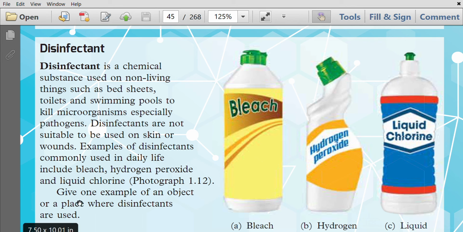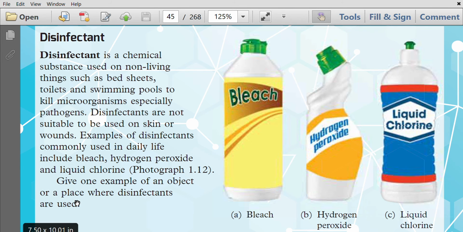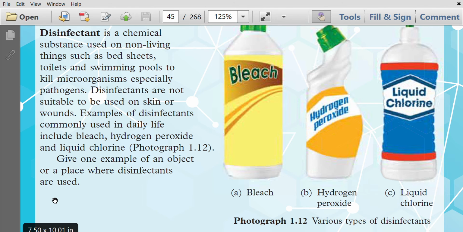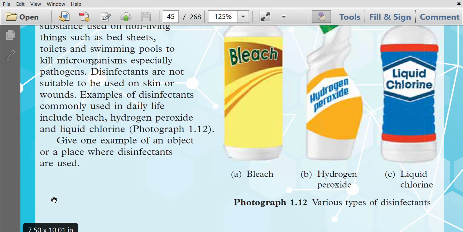Give one example of an object or place where disinfectant are used. Do you know where they are used? As I mentioned before, it is used for us to clean our toilet bowl and to clean the floor, right? To mop the floor.